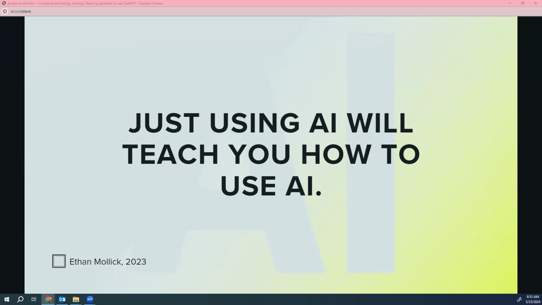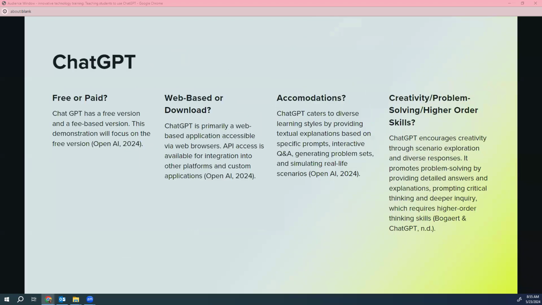ChatGPT is an artificial intelligence tool developed by OpenAI and is designed to facilitate interactive and dynamic conversations, making it a useful resource for education. ChatGPT has a free version and a fee-based version. This training will focus on the free version, since in my experience, most students are using the free version. ChatGPT is primarily a web-based application accessible via web browsers. API access is available for integration into other platforms and custom applications.